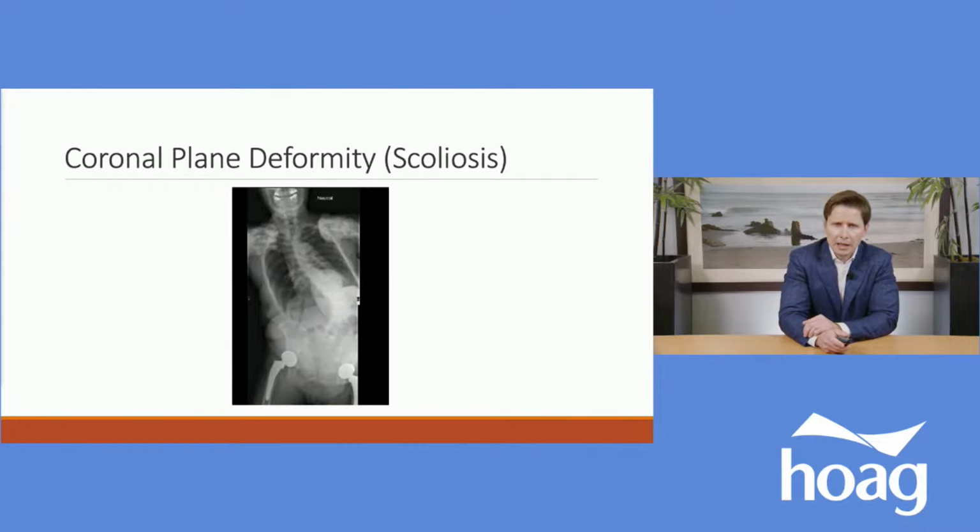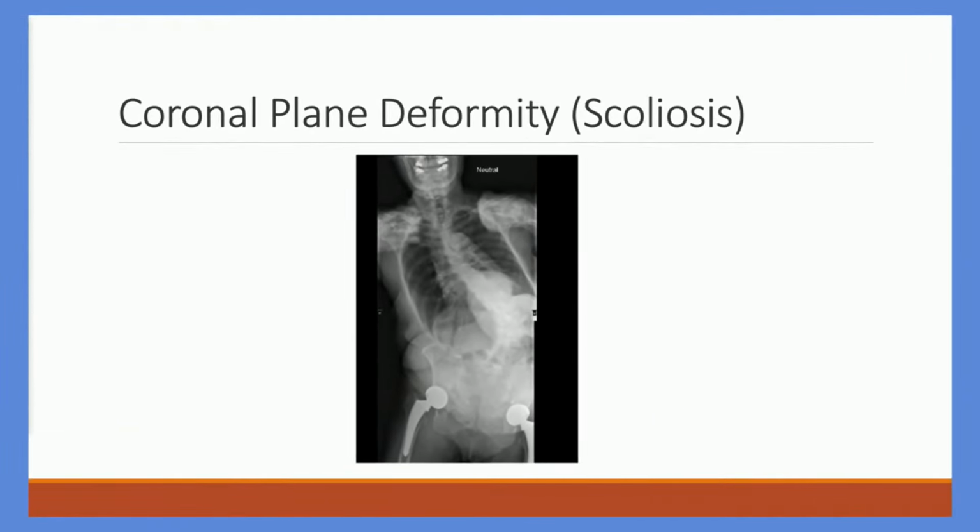Here we have a standing x-ray image of somebody that has a coronal plane deformity. This is the more traditional scoliosis that we are used to hearing about. And here we see an example of a deformity that is primarily present in the thoracolumbar region of the spine.